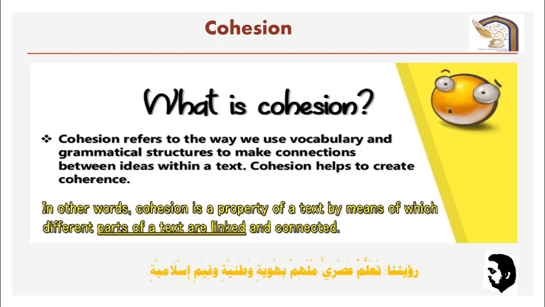Cohesion. What's cohesion? Cohesion refers to the way we use vocabulary and grammatical structures to make connections between ideas within a text. Cohesion helps to create coherence, الترابط. In other words, cohesion is a property of a text by means of which different parts of a text are linked and connected. Watch the following video and I hope it gives you a clear idea about cohesion.